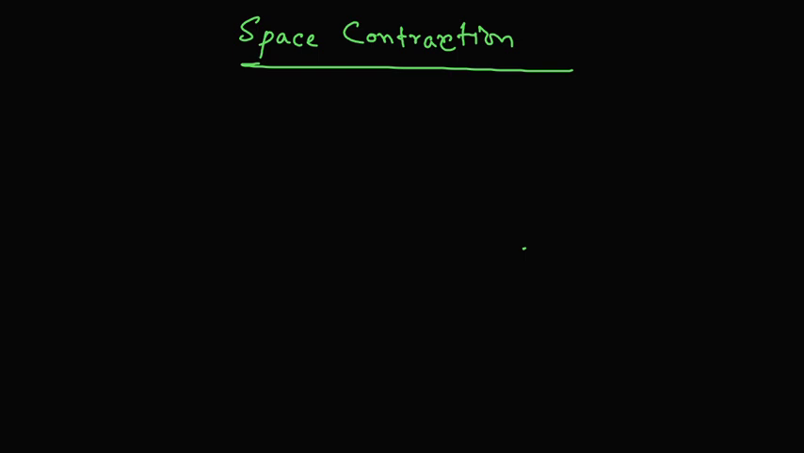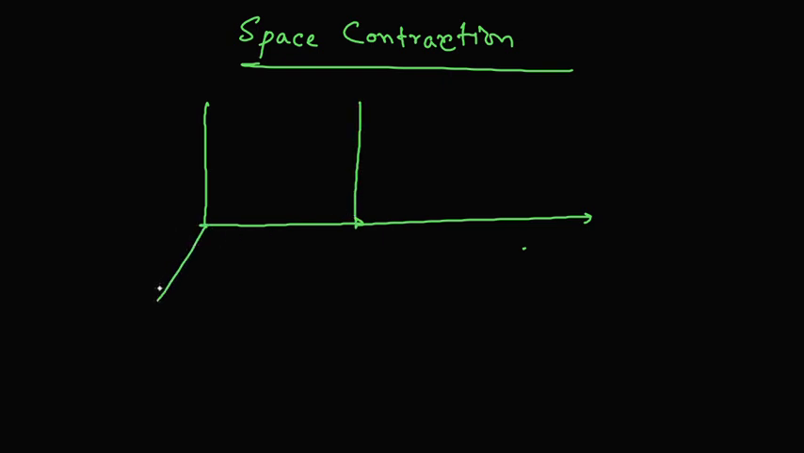So let's derive space contraction in STR. What is the situation for which this space contraction occurs? We'll discuss in this video. So at first, what is the condition? In STR, the condition is, at first, we discuss two reference frames.